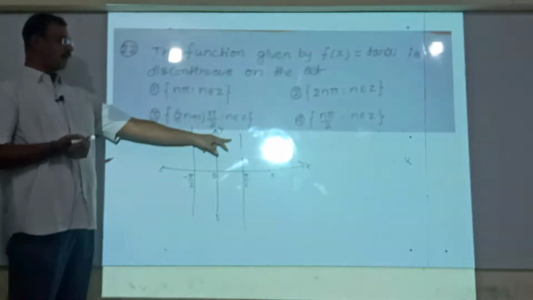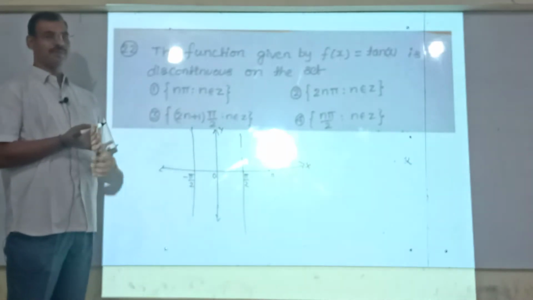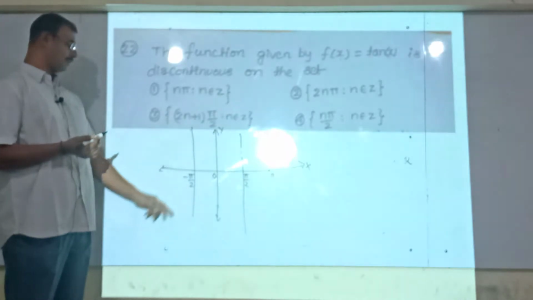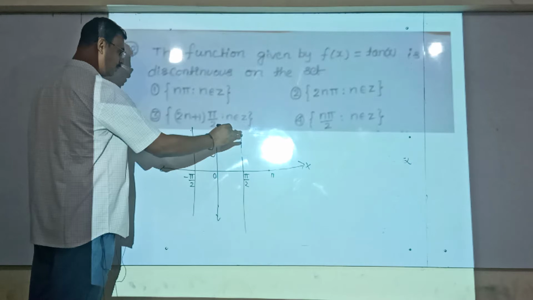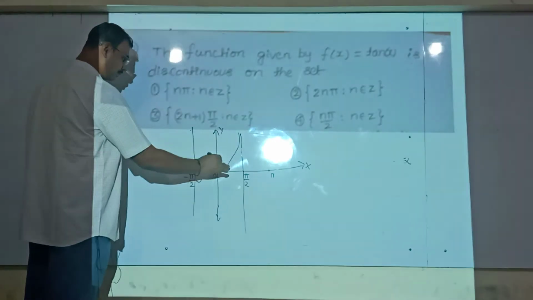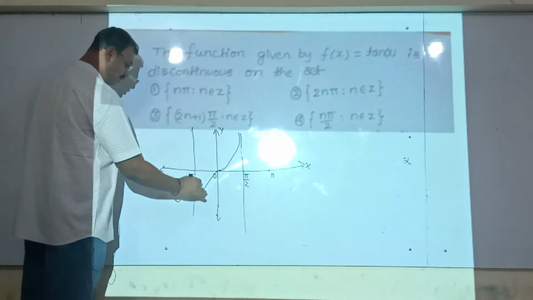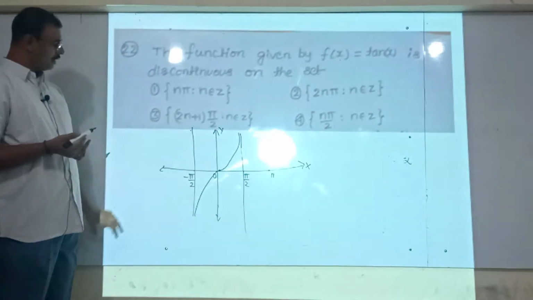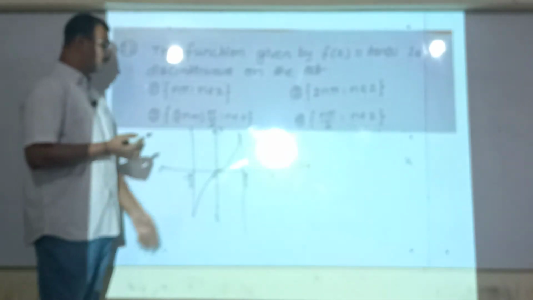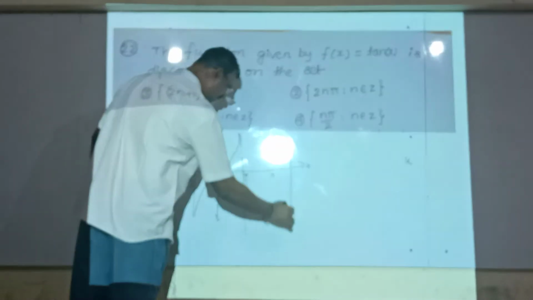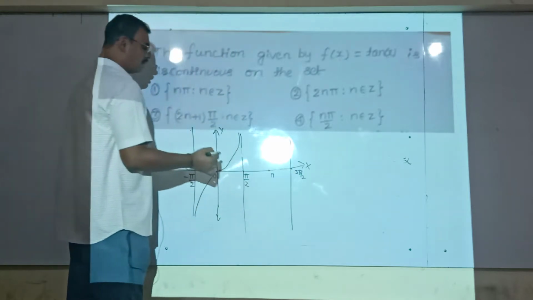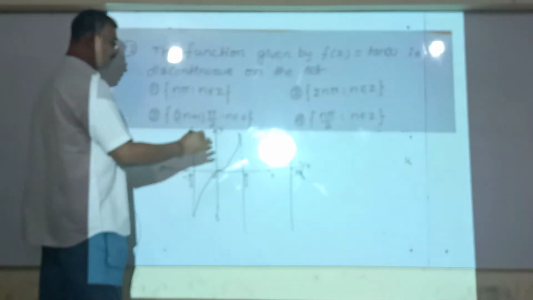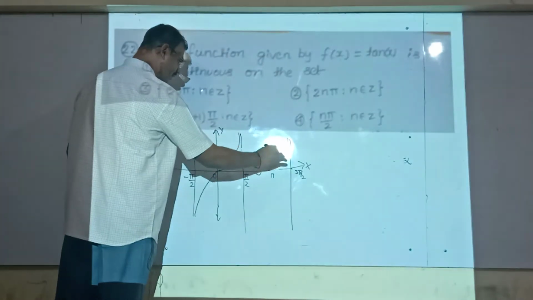We know that tan of pi by 2 is undefined. Tan of minus pi by 2 is also undefined. So whenever you draw the graph smoothly, the graph passes through the origin also. This is the graph of tan x. If you take more points, let us take this as 3 pi by 2. Again tan pi is 0, so the graph will be like this.